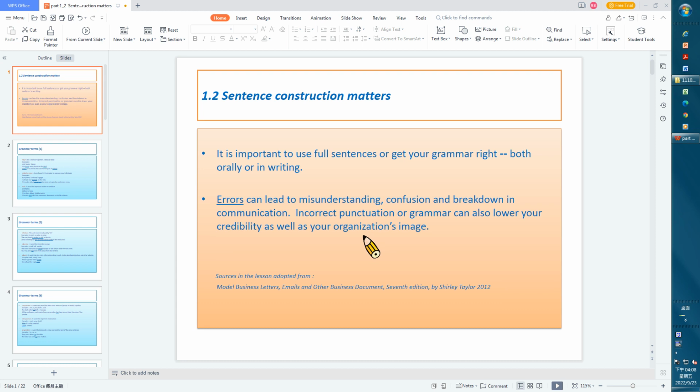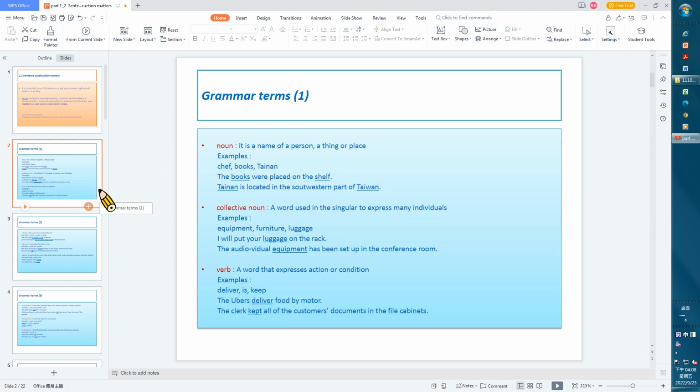Now, let's look at some of the grammar terms. Number one, noun. A noun is a name of a person, a thing, or a place. For example, chef, books, Tainan.